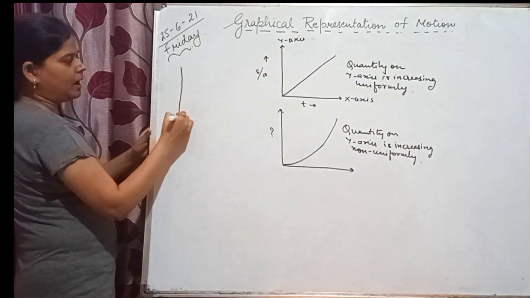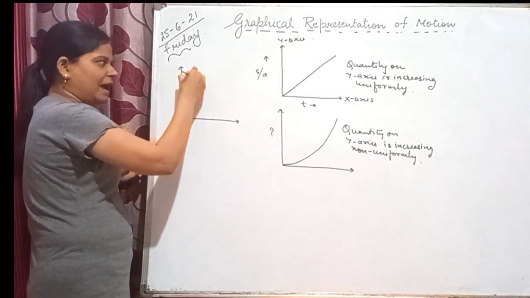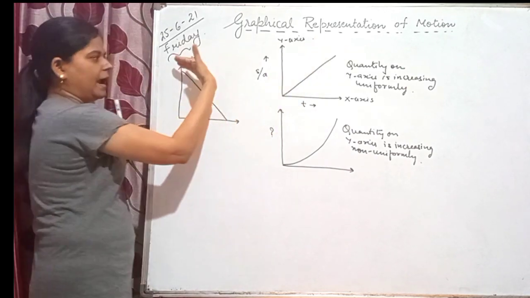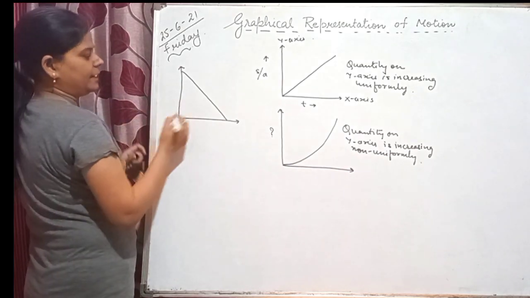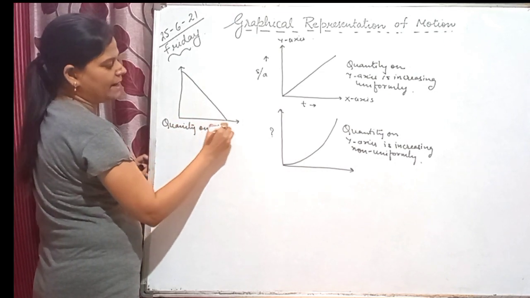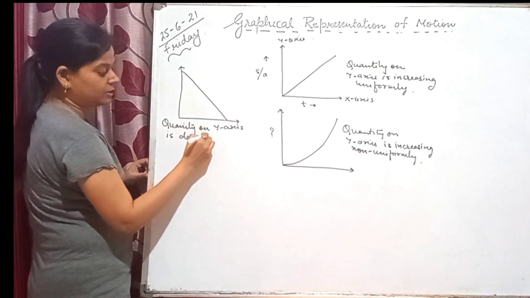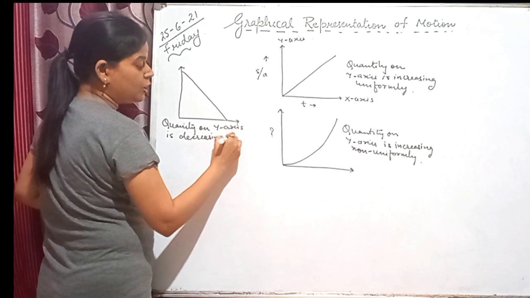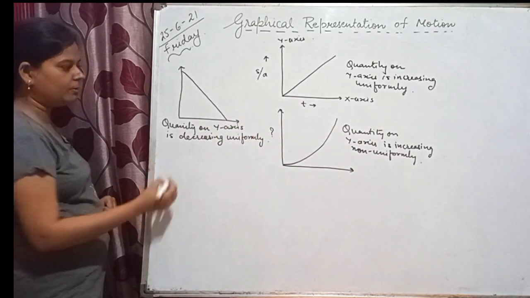Suppose you find a graph in which a straight line is coming down. Here the straight line was going up and now a straight line is coming down. What does it represent? It represents that the quantity on the y-axis is decreasing. If the graph is coming down in a straight line, it means the quantity on the y-axis is decreasing uniformly.